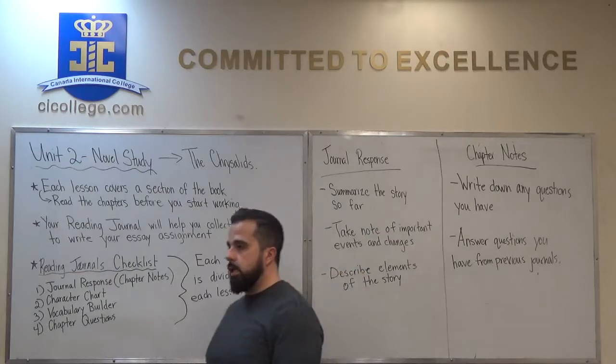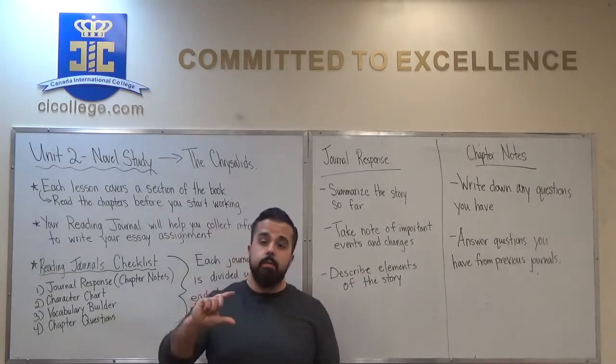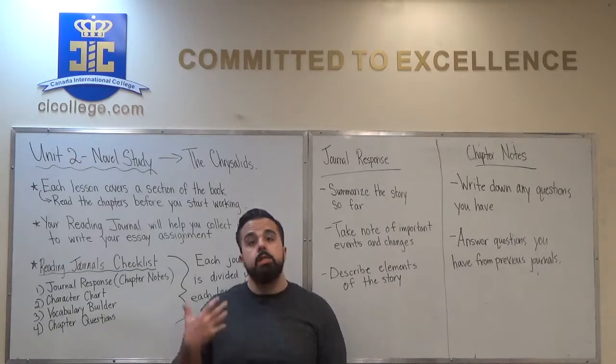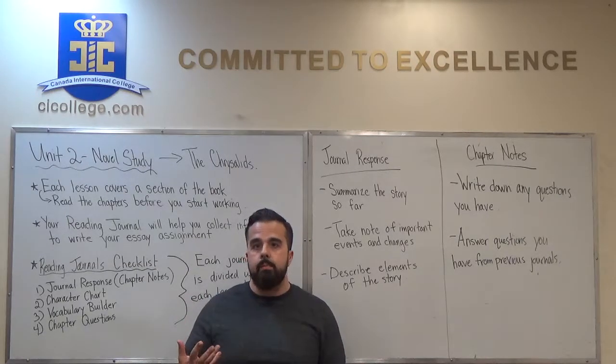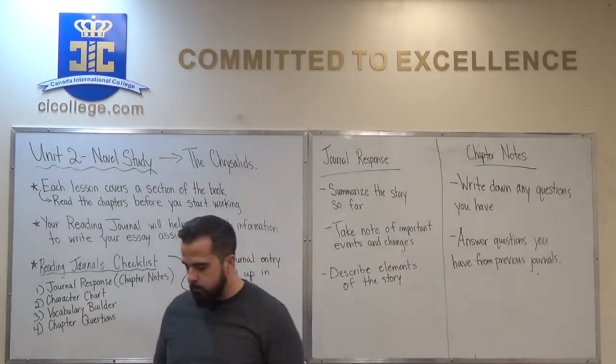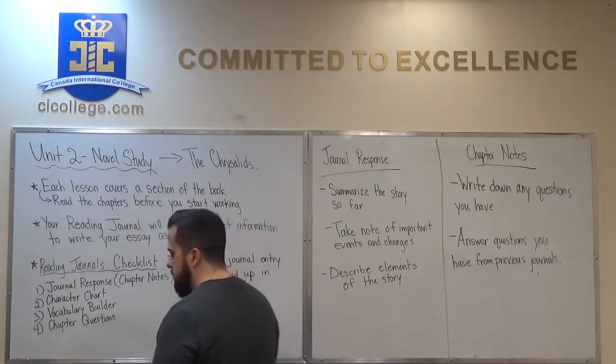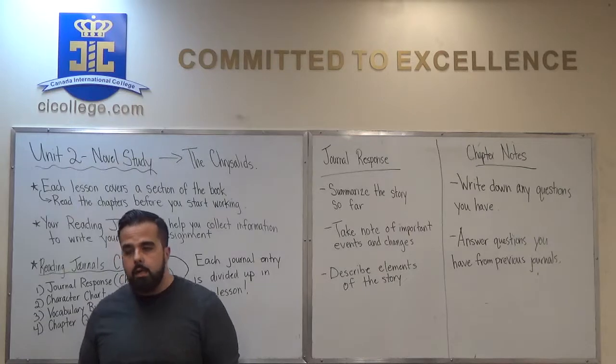You'll also notice on your journal response sheets that at the very bottom, it says predictions for the next chapter. So that's your opportunity to do some really good thinking and guess what might happen next. And it's really cool because as you read the story, sometimes you might be right, sometimes you might be wrong, and it may surprise you. So that's what you should be doing for your journal response, chapter notes, and your reflection part of your journal.